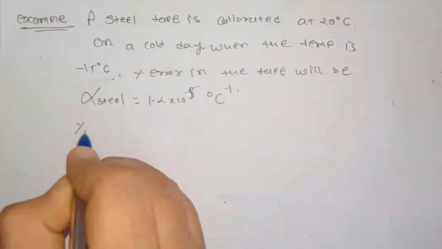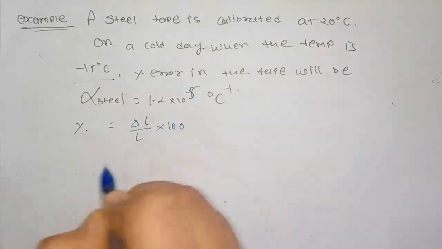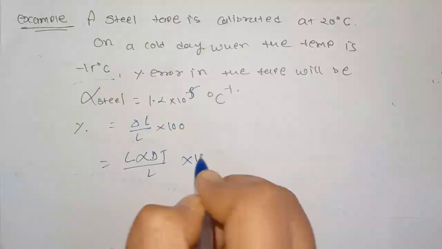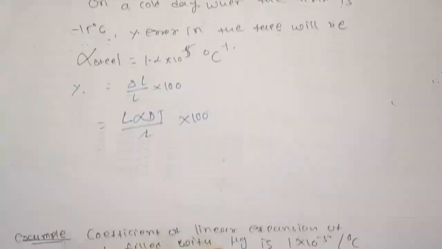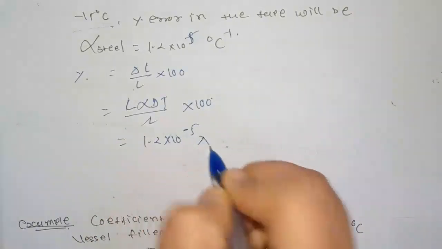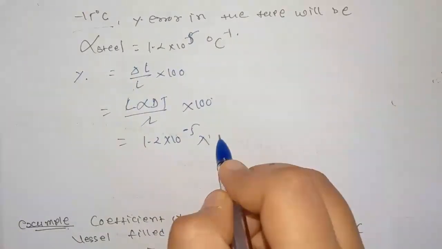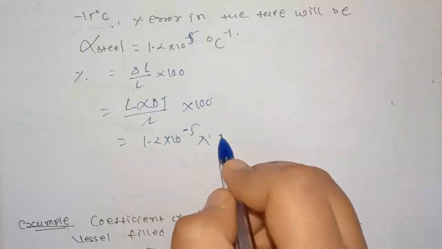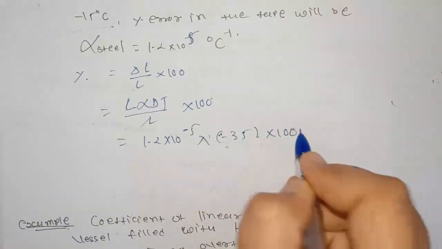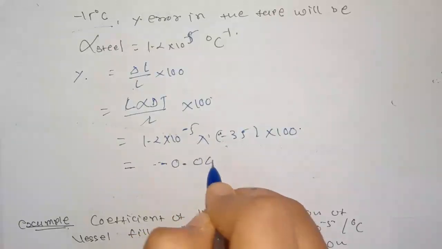The percentage error is delta L by L into 100. The delta L is given as L alpha delta T, divided by L into 100. This L will get cancelled out. So alpha is 1.2 into 10 power minus 5 into delta T, which will be minus 15 minus 20, that will be minus 35, into 100. Simplify this, we will get the answer minus 0.042%.